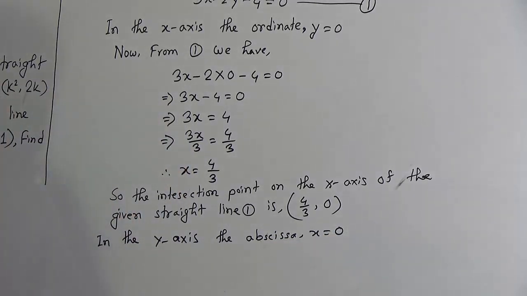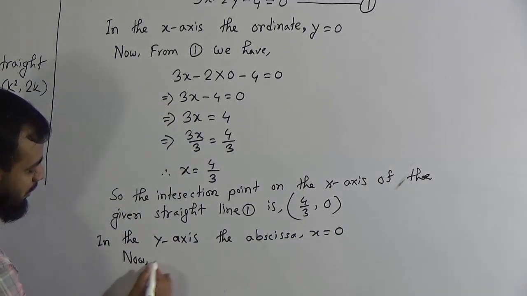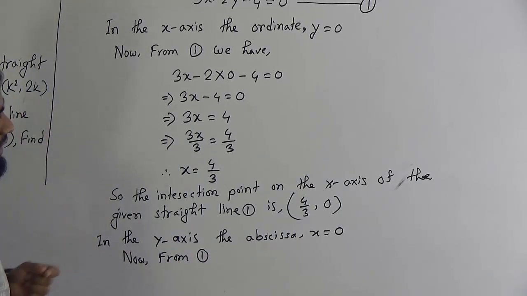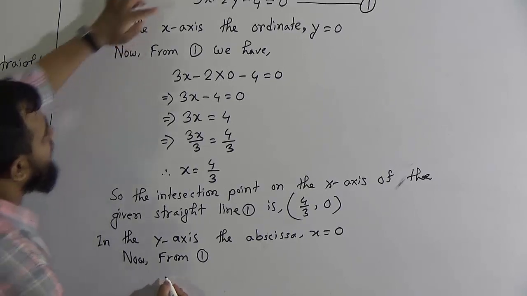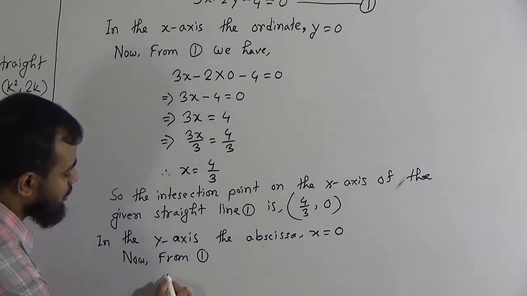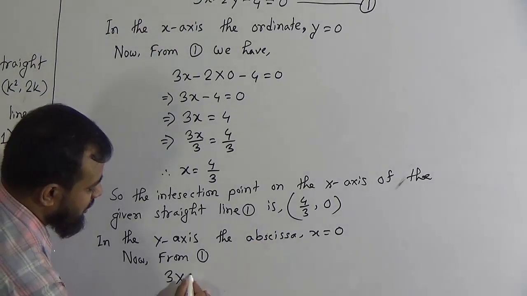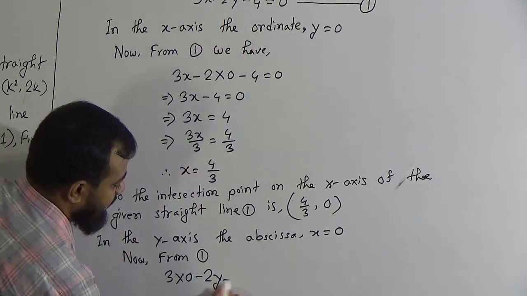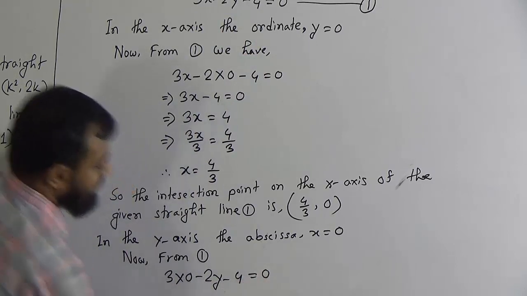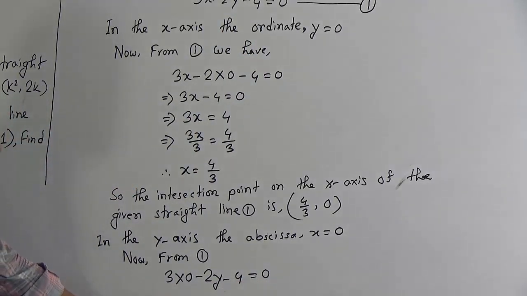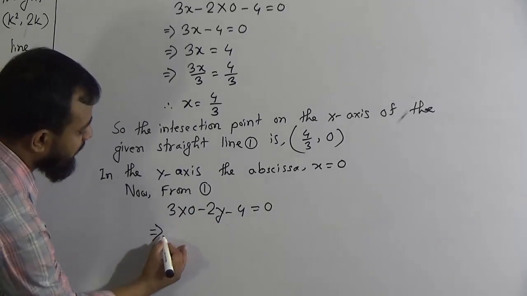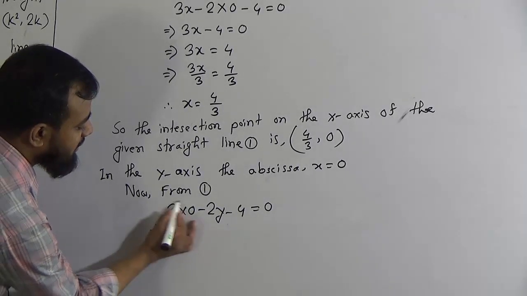Okay, now from 1, the given straight line equation, we can find 3 multiplied by x. So 3 multiplied by the x value 0, minus 2y, minus 4, that's equal to 0. Now we will solve this equation to find the value of y, like before when we solved for the value of x. Now we are going to solve for the value of y. 0 multiplied by 3 is 0.